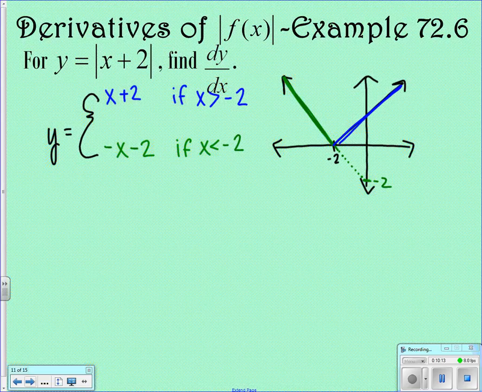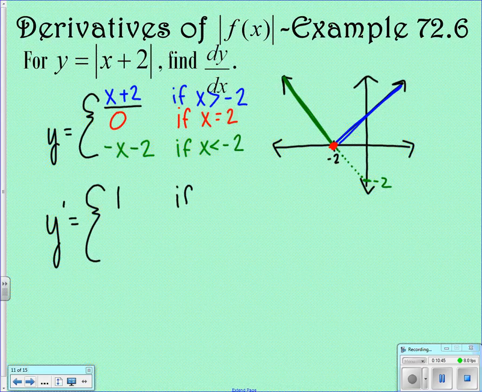And then we've got one more little piece we have to deal with when x equals 2. So if x equals 2, what is our y value there? It's just a 0. And so those are the three pieces that you're going to have for your function. And so now we're going to take the derivative of this. And basically what you're going to do is take the derivative of each part. So what is the derivative of x plus 2? 1. So the derivative is 1 if x is greater than negative 2.